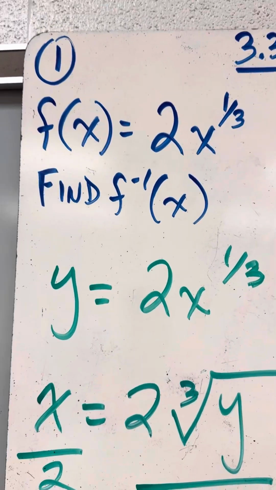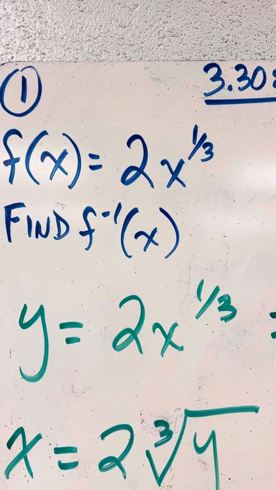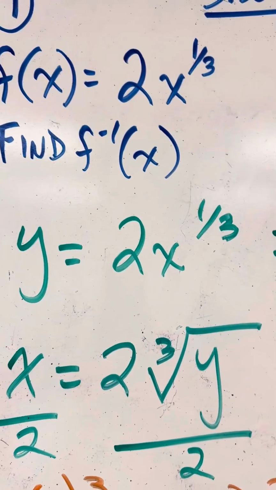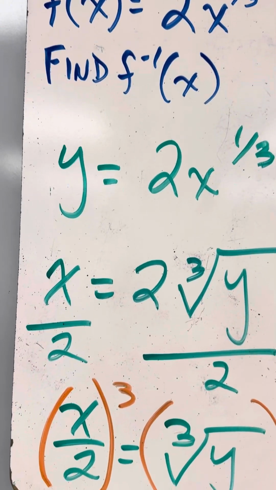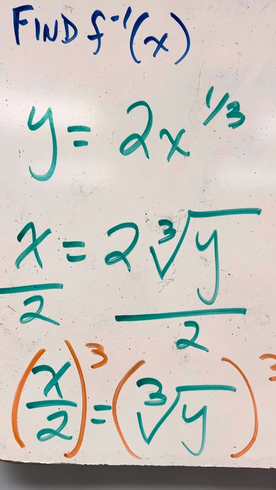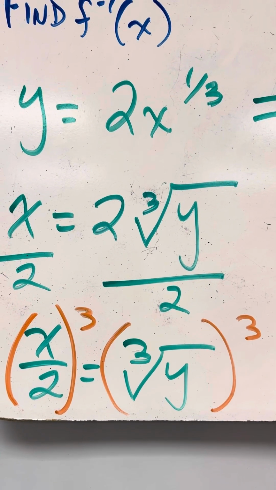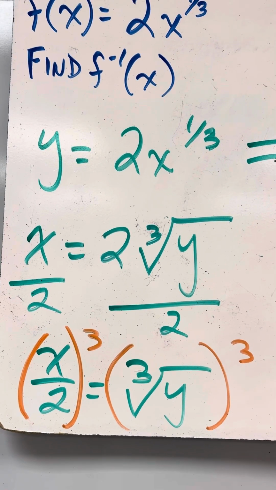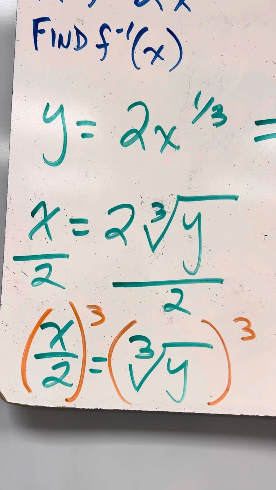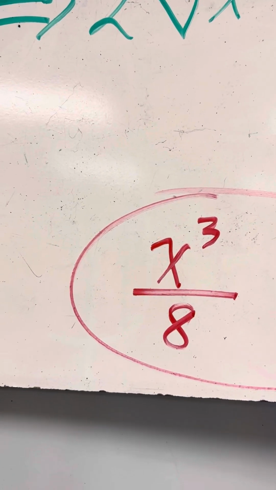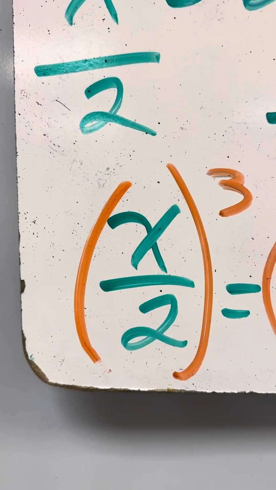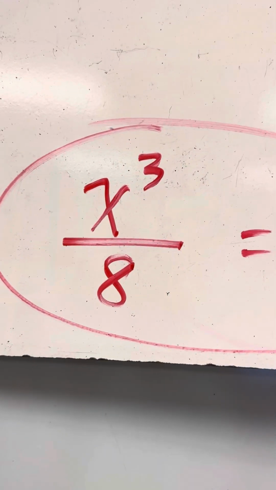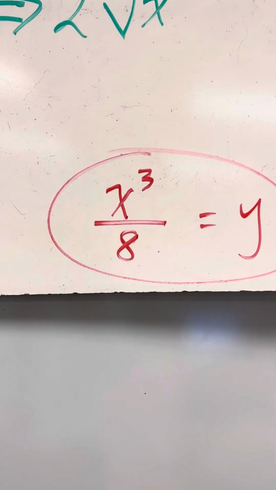We're going to say x equals 2 times the 3rd root of y. I'm going to divide both sides by 2, and I get x over 2 equals the 3rd root of y. Now I take the cube of both sides, to the 3rd power, and I get x to the 3rd over 8, because x to the 3rd is x to the 3rd and 2 to the 3rd is 8. And so I get x to the 3rd over 8 equals y.